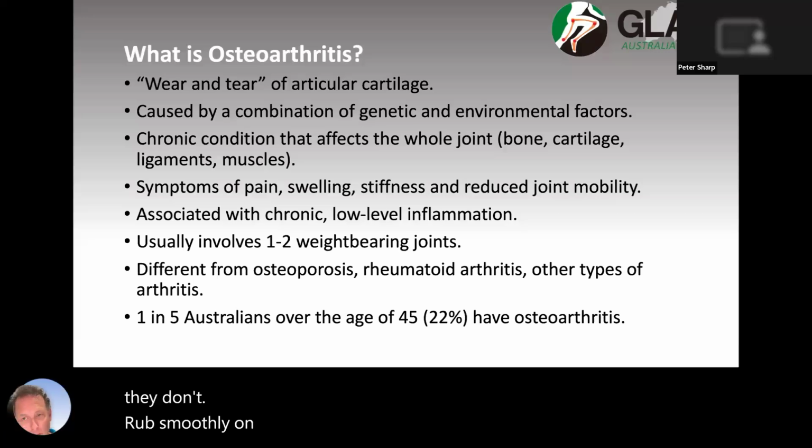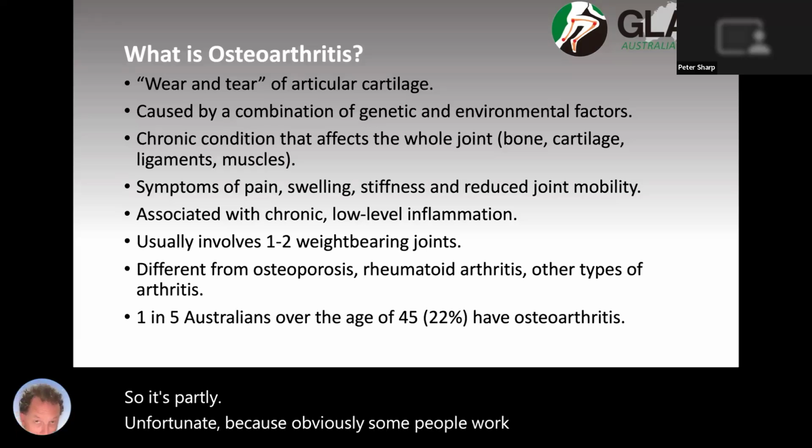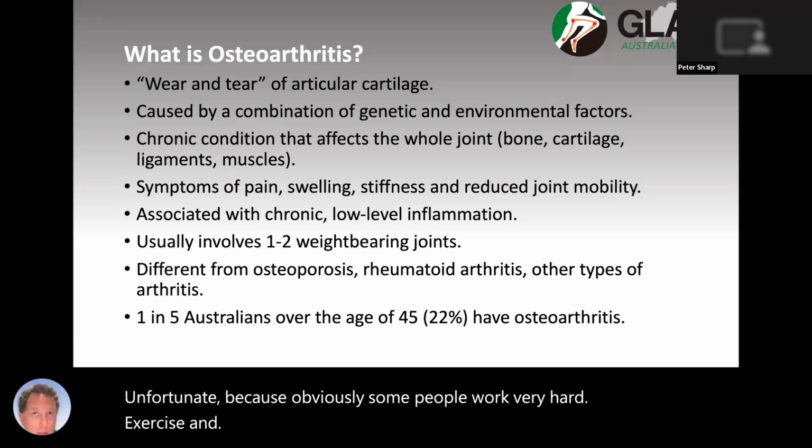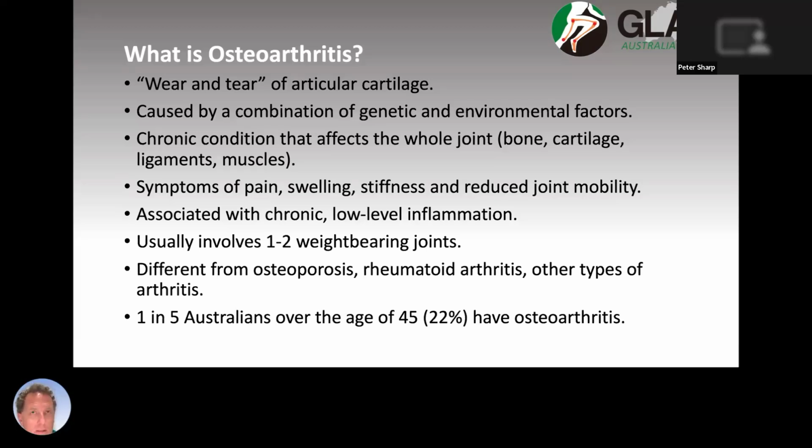And that wearing out of the cartilage is caused by a combination of genetic and environmental factors. So it's partly nature and it's partly nurture. And that's a bit unfortunate because obviously some people work very hard on exercise and fitness, but you still can get arthritis, and some people don't do anything and never get problems with their hips and their knees. So it's a combination of your genetics and also what you do with your body over the course of your life.